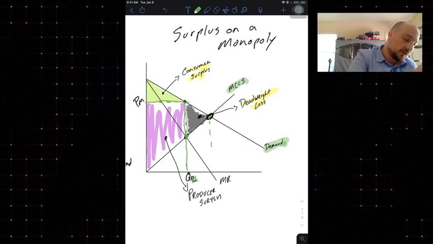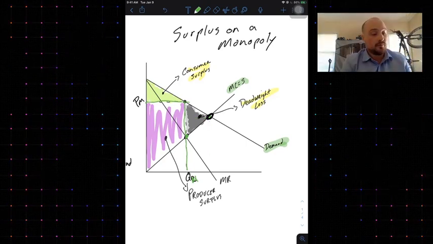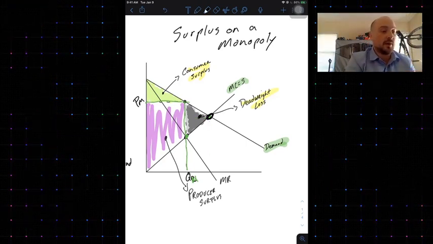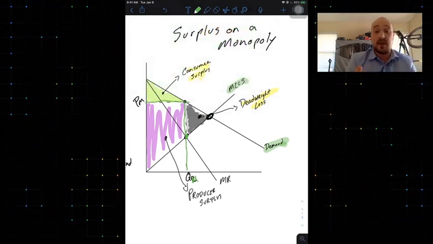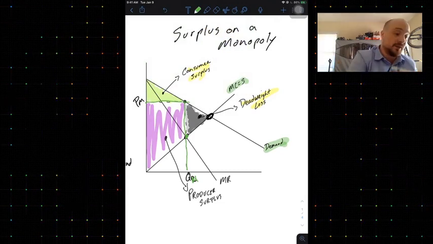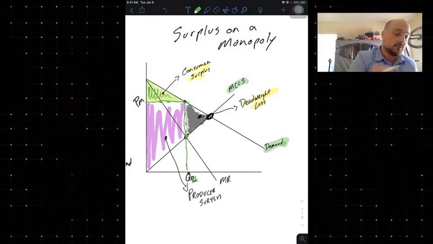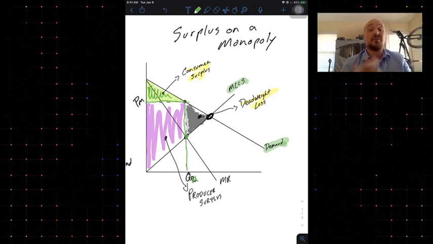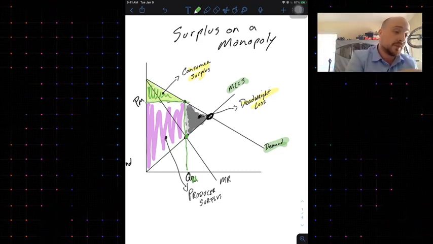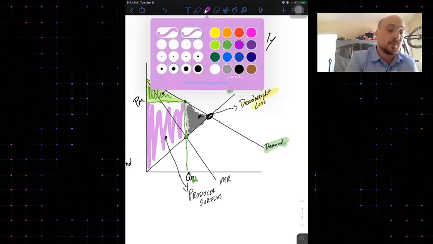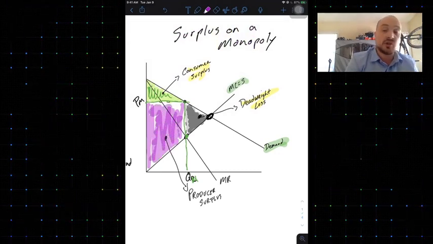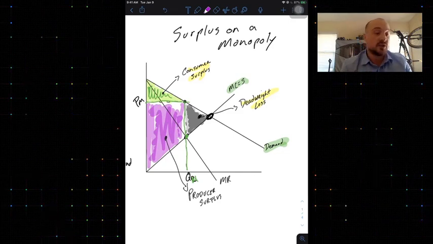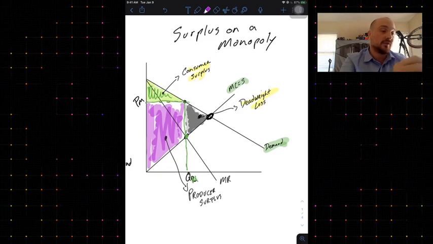So let me erase that really quick. So because the price is all the way up there at PM, well, consumer surplus, it's still the area that's above price and below demand. So it's that area right there. And the producer surplus, you'll notice, is way, way bigger, right? The producer surplus is that entire purple area, right? They're willing to sell it for that much, but they actually charge the much higher price, right? Which is why their total surplus is bigger than before, at least for producers.